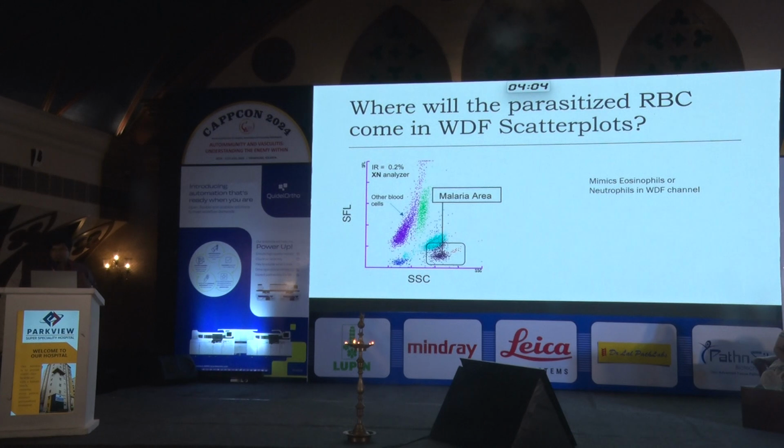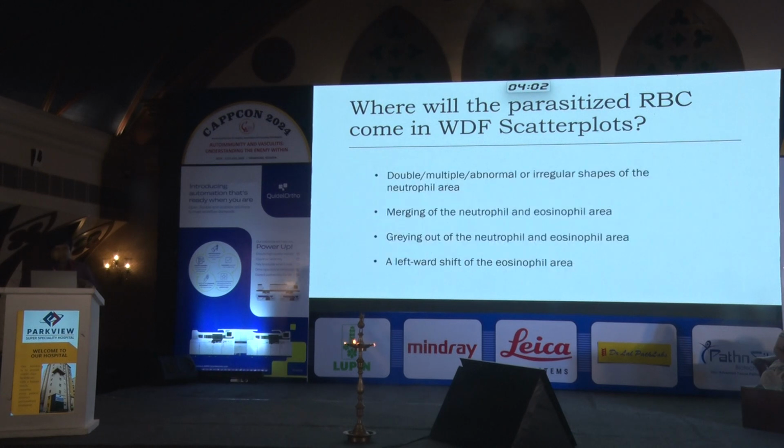And so there can be many patterns like double and multiple abnormal irregular shapes in the neutrophil area. There can be merging of the neutrophil and eosinophil area. It can show graying out. It can show a leftward sheet of the eosinophilia. So basically, if the parasite load is more, the WDF channel can give a fair idea if it is containing malaria or not.